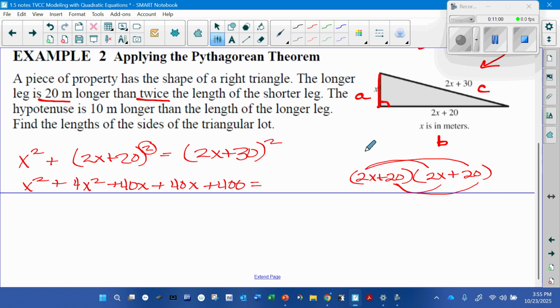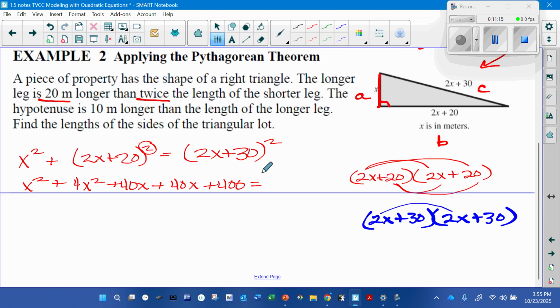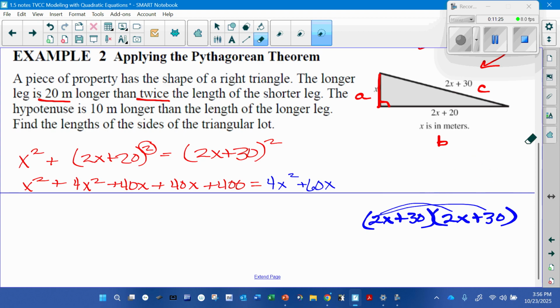Equals, now you're going to do the same thing with the 2x plus 30. So 2x plus 30 times 2x plus 30. So now we got 2x times 2x, that's 4x squared. 2x times 30 is 60x. Now we got 30 times 2x, so that's another 60x. And 30 times 30 is 900.